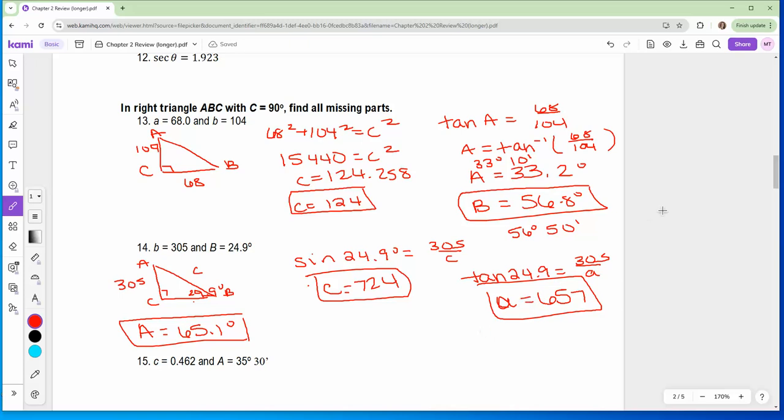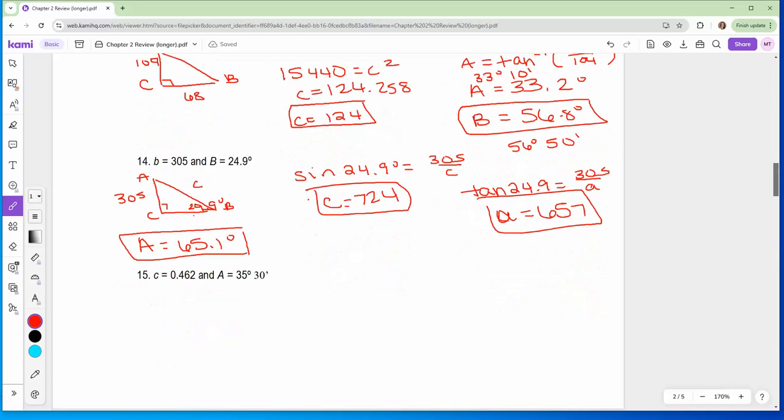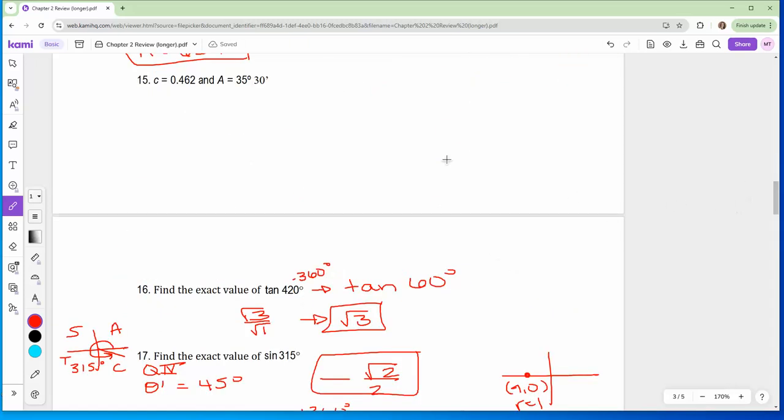Is that okay? Last one of these, it had degrees and minutes, so just making sure we know how to do that. Doesn't really change anything. Except if I give you one angle in degrees and minutes, that's how I would prefer the next one.